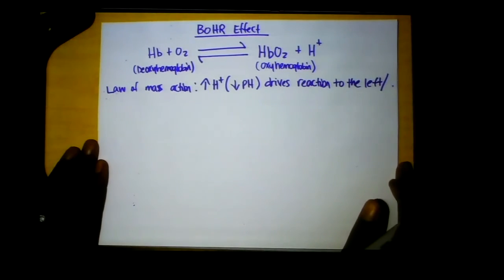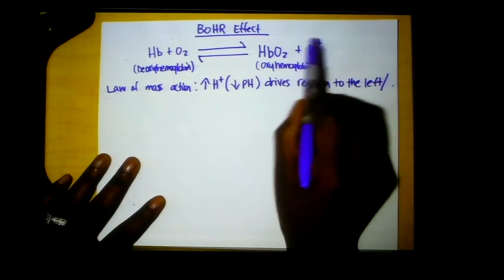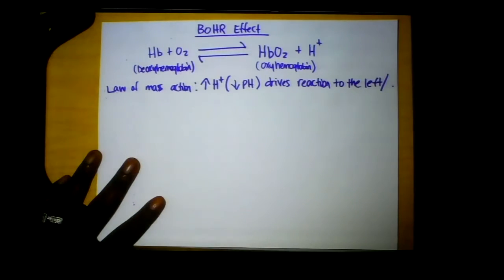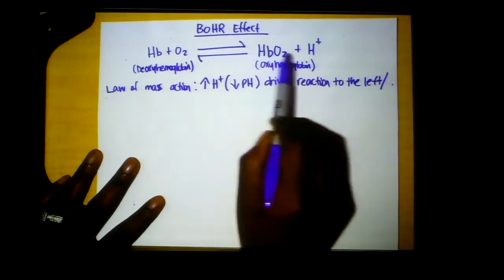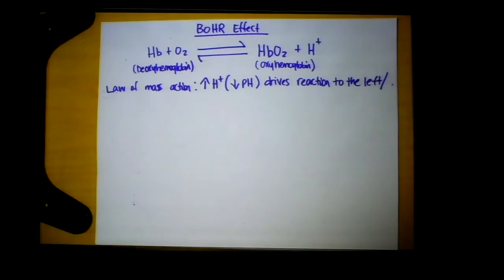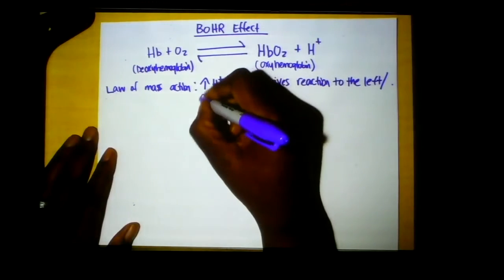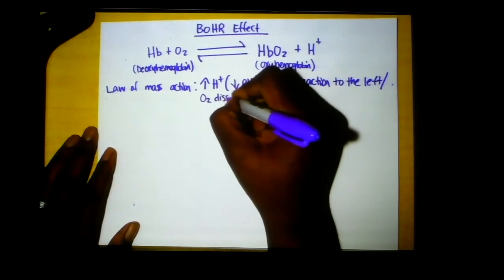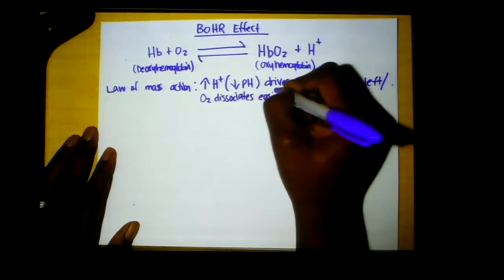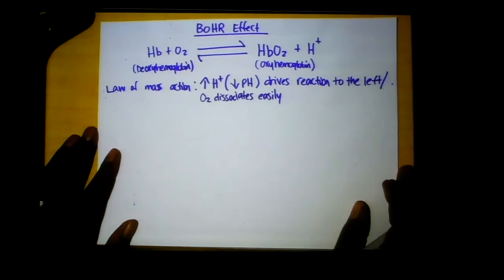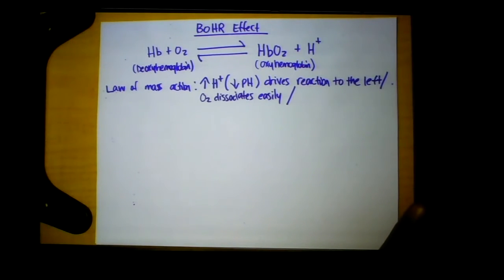And another way that we can think about this is that if we've got more acid or more protons, then oxygen is going to dissociate from hemoglobin more readily, right? As we drive this reaction to the left, oxygen kicks off of that hemoglobin and we end up with deoxyhemoglobin, right? So oxygen dissociates easily, okay? And what's another way we can think about that in terms of our shift, right or left?